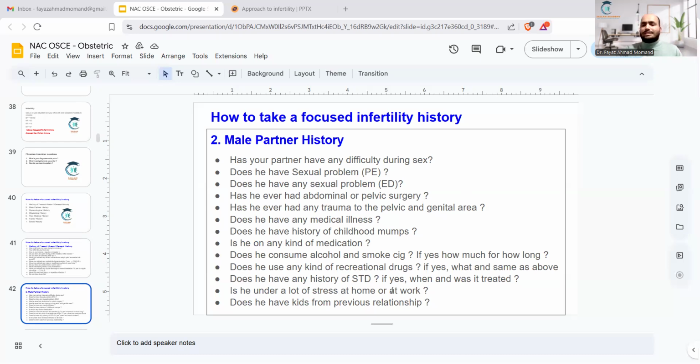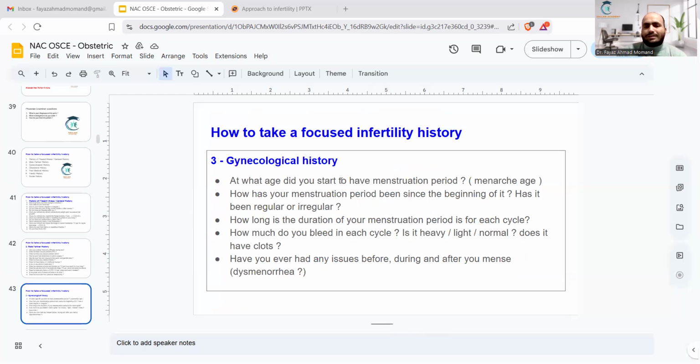Ask about sexually transmitted infections. If there is any, ask about what was done for the treatment and when it was. Ask about stress. Sometimes an excessive amount of stress can lower sperm quality. Ask if they have any kids from past relationships. So this question about previous relationships should be upfront, to make it easier, or to make it narrower for us to question further. Now, gynecological history.